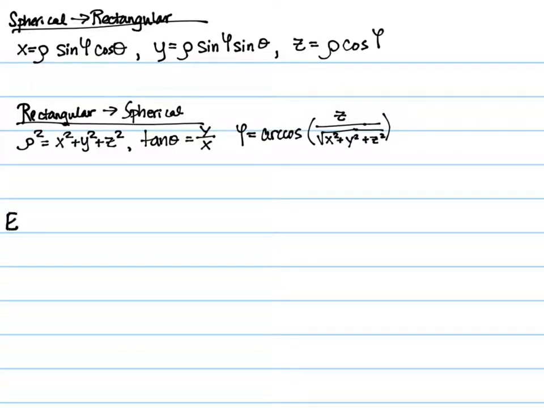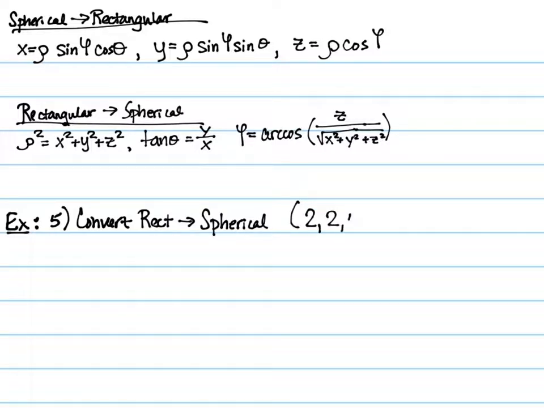Okay, so example 5. We're going to convert from rectangular into spherical, and our ordered triple is (2, 2, 4 square root 2). So that's x, y, z. While you don't have to do this, I do tend to label the coordinate systems just to remind myself what I'm given and where I'm going from. So my x, my y, and my z are the 2, 2, and 4 square root 2. So I'm looking to put things into rho, theta, and phi.